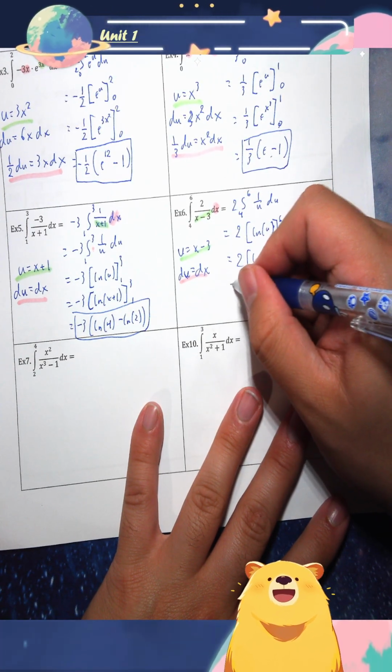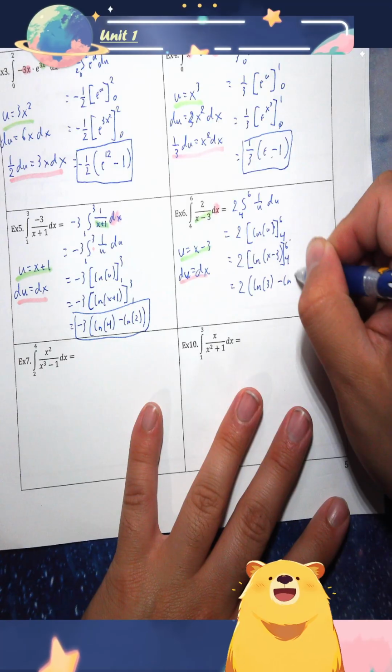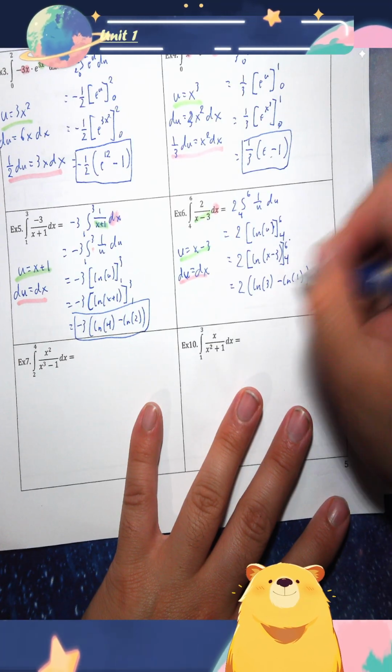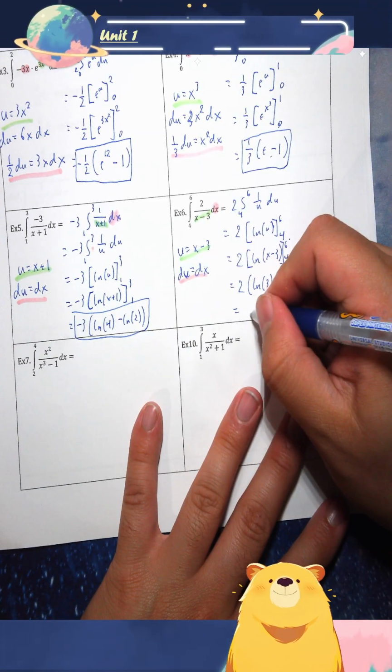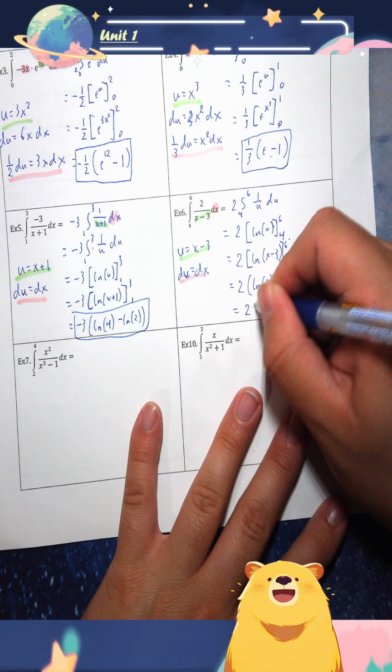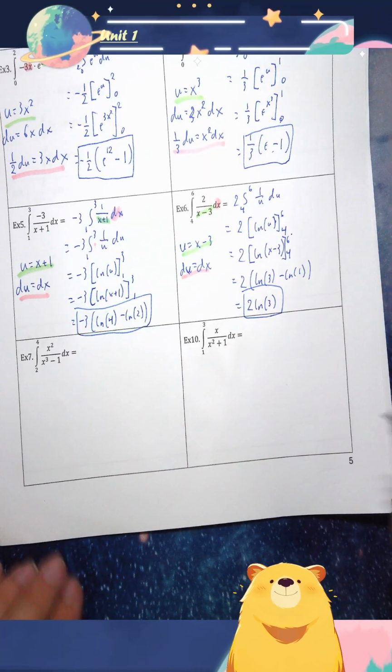And we know that it's going to be 2 parentheses ln of 3 minus ln of 1. From there we can take a shortcut because we know ln of 1 is 0. It'll just be 2 ln of 3 as our final answer.